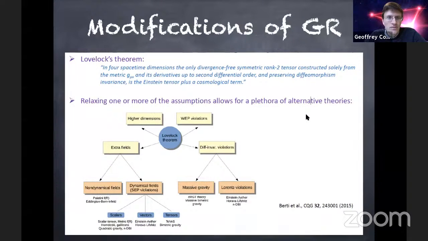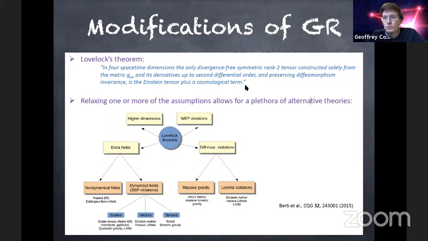In this spirit, there is a way to organize the various modifications of general relativity that you can consider. It starts from Lovelock's theorem, which is very simple. Let's read the summary of Lovelock's theorem. It says that in 4 space-time dimensions, the only divergence-free symmetric rank 2 tensor constructed solely from the metric g_mu nu and its derivatives up to second differential order and preserving diffeomorphism invariance is the Einstein tensor plus a cosmological term. So that's the uniqueness of Einstein's theory.